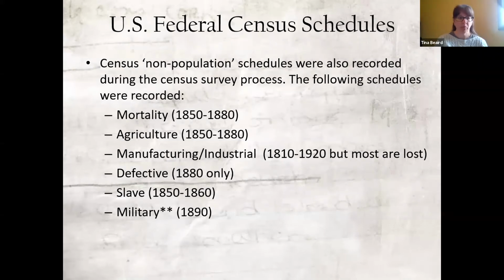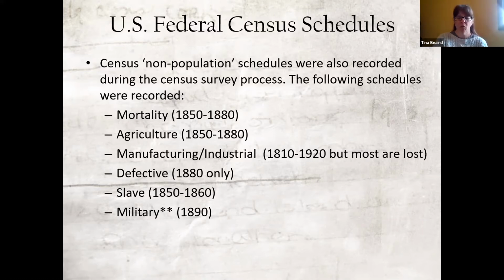So that would be people who were, they list deaf, blind, mute. There's a variety of categories that would have been listed under that defective census schedule, non-population schedule they did in 1880. They had a slave schedule that they did in 1850 and 60, and then a military. And I'll talk about the military one more when I talk about military census at the end.